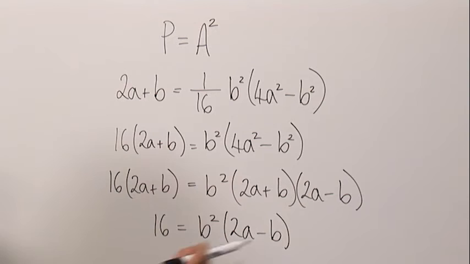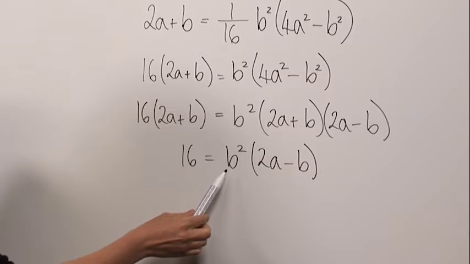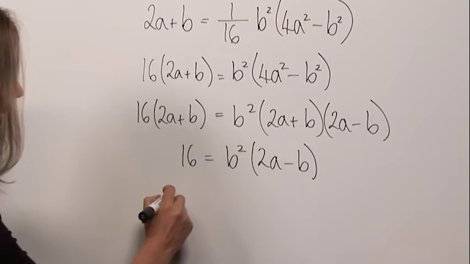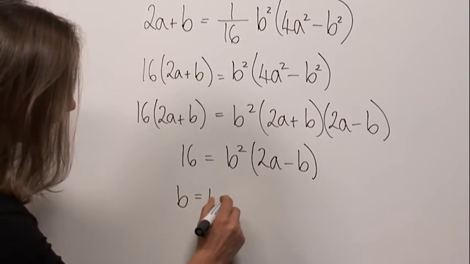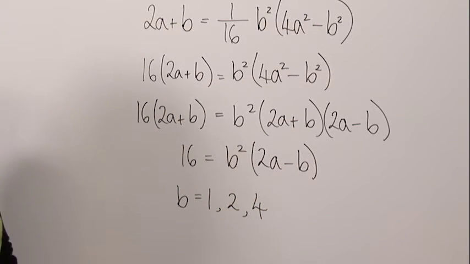And now we have something that we can use. We know that b is an integer, so b squared is also an integer, and we can see here that b squared needs to divide 16. And that means that b must be equal to 1, 2, or 4, and there are no other possibilities.